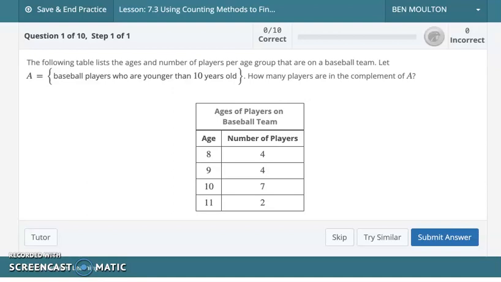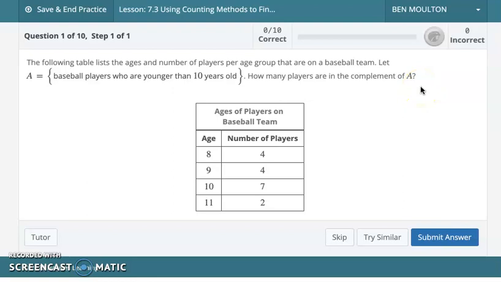Hi everyone, we're looking at 7.3, using counting methods to find probability. This first question talks about the complement of A, but let me back up. The following table lists the ages and the number of players per age group on a baseball team. Let A be the set of baseball players who are younger than 10 years old. How many players are in the complement of A?